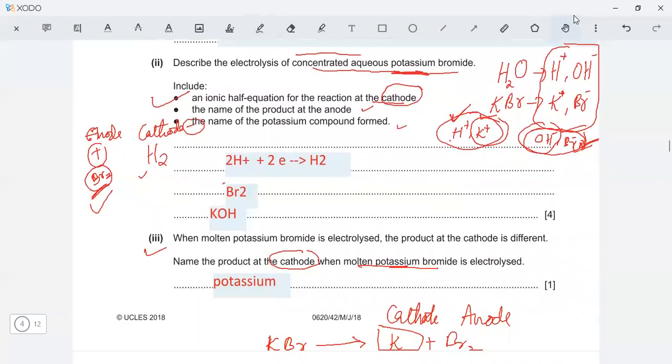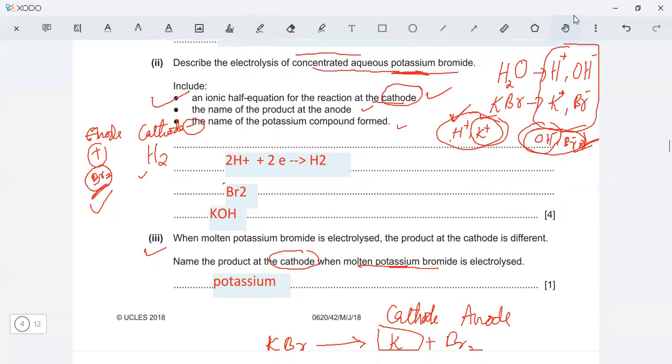Next, describe the electrolysis of concentrated aqueous potassium bromide. Include the ionic half equation for the reaction at the cathode. Second, the name of the product at the anode. And the third one is the name of the potassium compound formed. Three things have to be mentioned here. First, the ionic half equation. Secondly, the product at the anode. And thirdly, the compound produced in this chemical reaction.